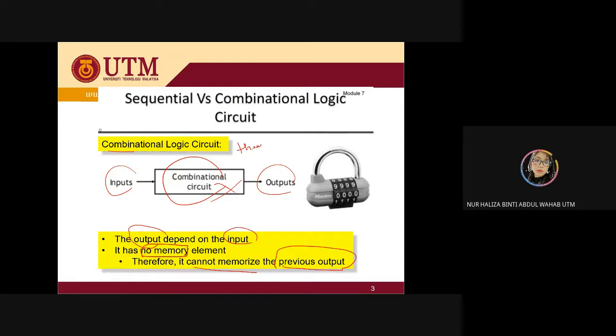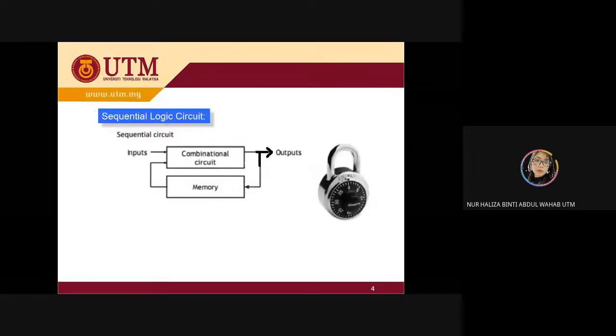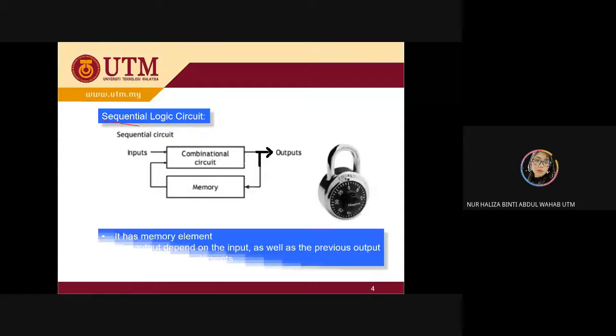Theory for this thing. What is the differentiation? What is the meaning by combination logic? What is the meaning by sequential logic? What will be trigger for the output? So the output, you can see it has memory element.